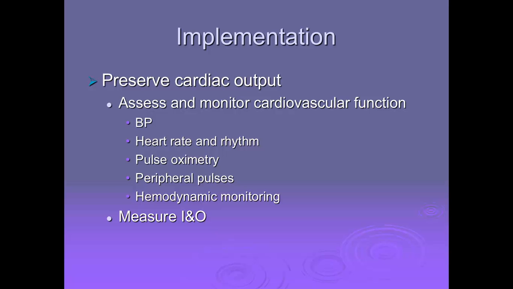In implementation, in preserving cardiac output, you want to assess and monitor the cardiovascular function. This is going to include monitoring blood pressure, heart rate and rhythm, pulse oximetry, peripheral pulses, and hemodynamic monitoring. Measure their intake and output, because remember they're at risk for renal failure due to hypotension and the effects of the compensatory mechanisms on the kidneys. Urinary output should be at least 30 milliliters an hour.